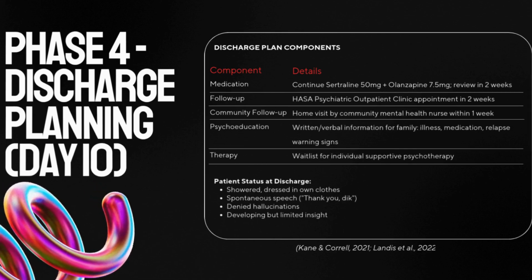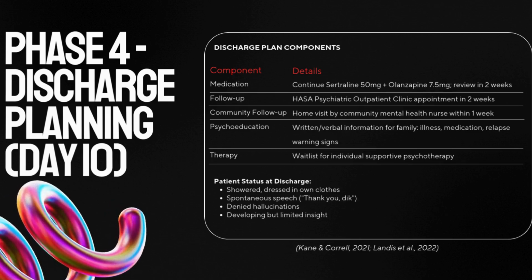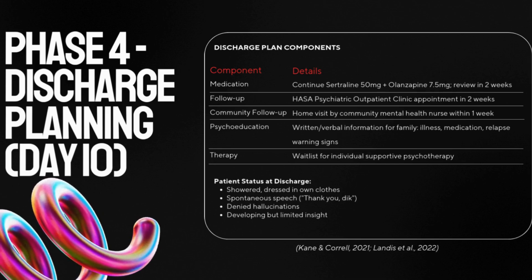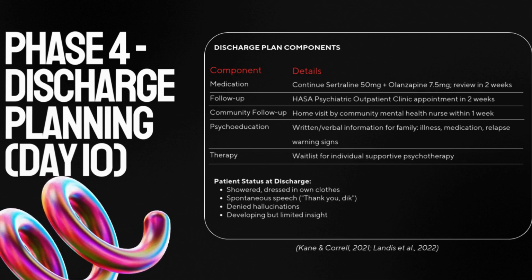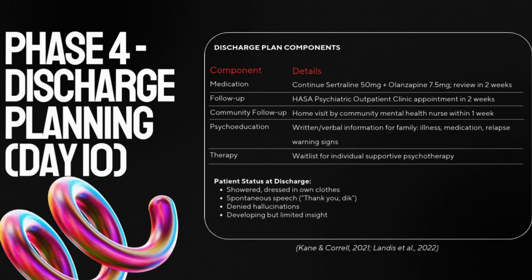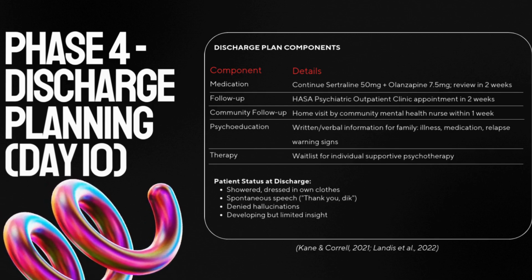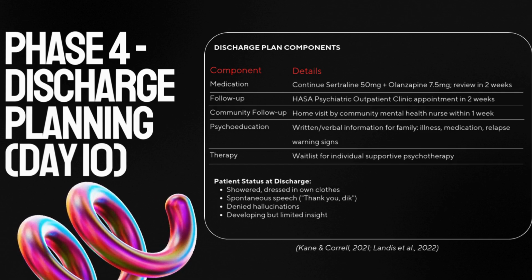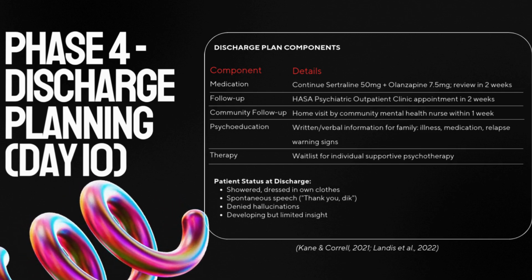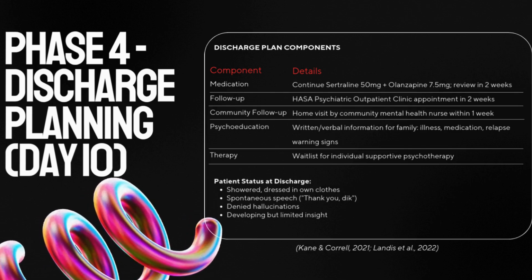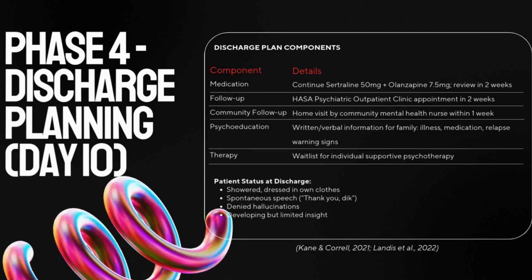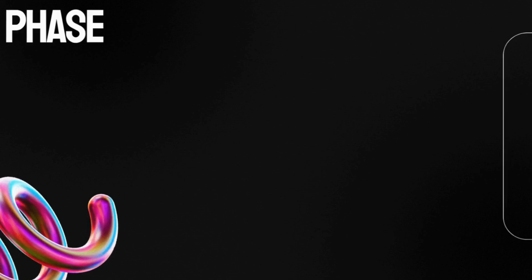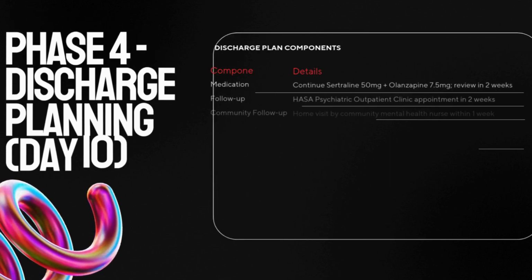Medication would continue with 250 mg clozapine 7.5 mg, with a review to follow up in 2 weeks. Follow-up appointments were scheduled at the Hassa Psychiatric Outpatient Clinic in 2 weeks, and a community mental health nurse will conduct a home visit within the first week. The family received comprehensive psychoeducation about the illness, medication adherence, and warning signs of relapse, such as social withdrawal and poor sleep.